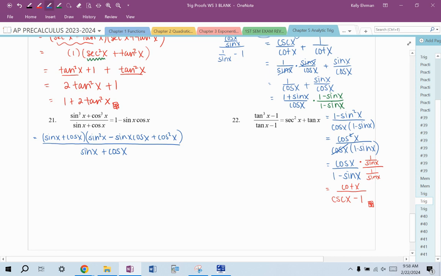We've had a few problems where we factor cubes, so this has almost always happened. Not even almost always, this has always happened. One of these factors cancels with the bottom, so that's great. Sine squared x minus sine x cosine x plus cosine squared x. We've had this a few times too. Remember, sine squared x plus cosine squared x, because you're allowed to rearrange terms, they don't have to be right next to each other, adds up to 1, and then we still just have the minus sine x cosine x.